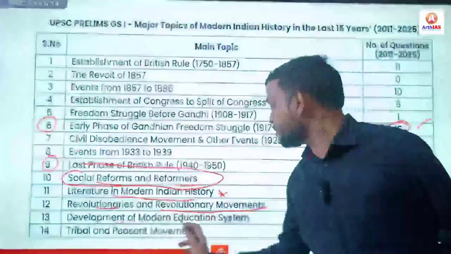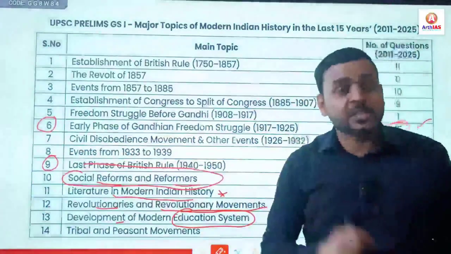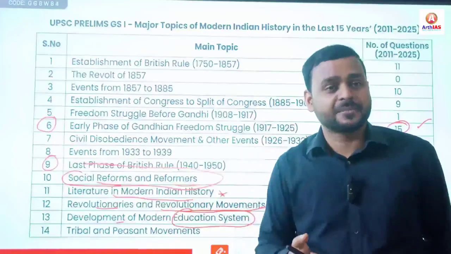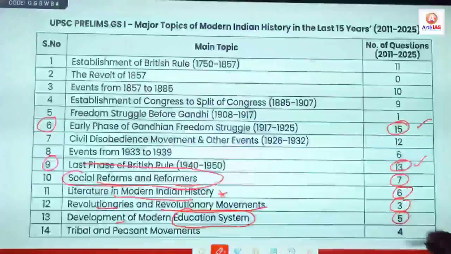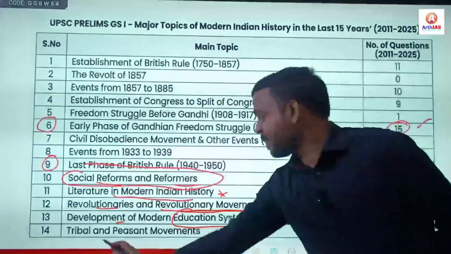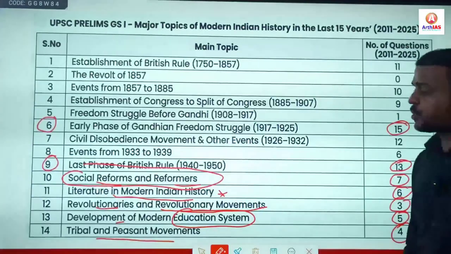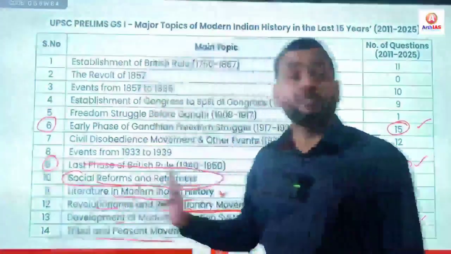Next is the development of the modern education system. Here education committees, educational reforms and acts are important, 5 questions from this topic. Tribal and peasant movements, though important, have fewer questions, 4 questions only. So we have seen the total number of questions from these 14 topics.